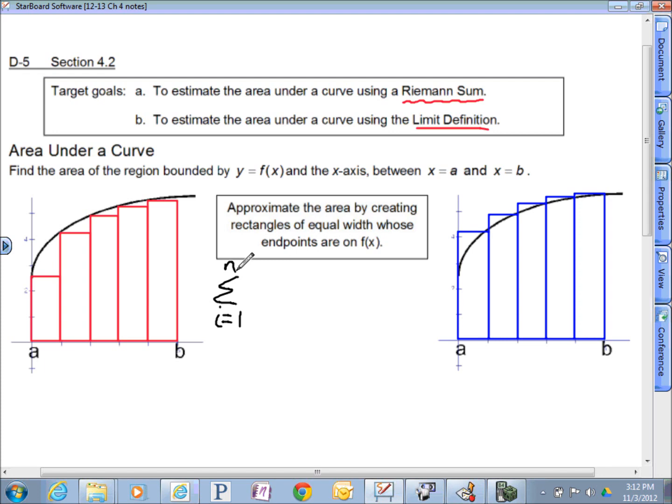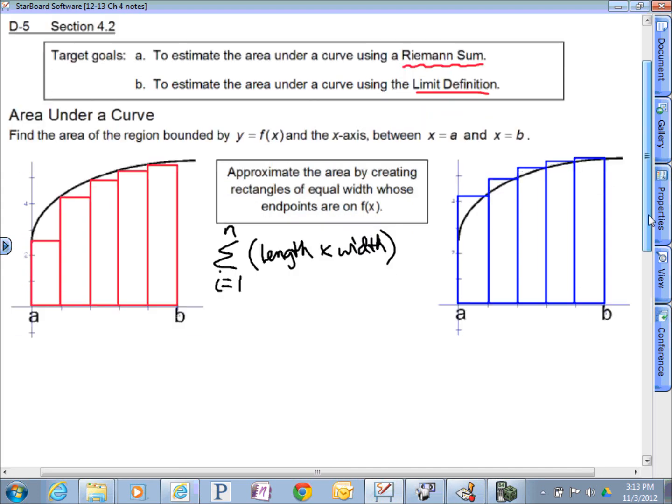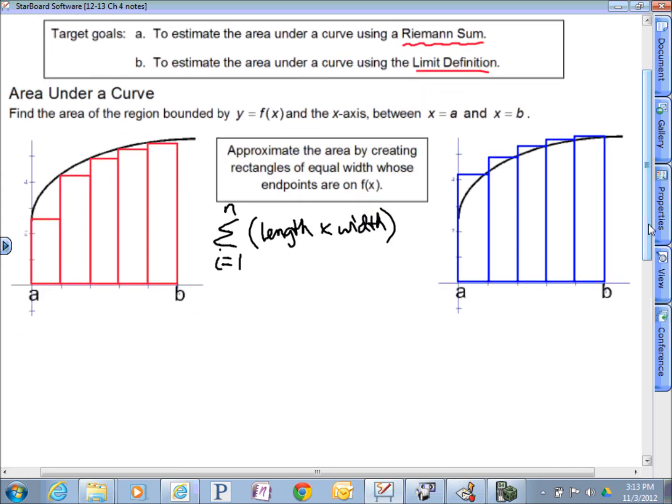And if I wanted to find the area of this rectangle, I would do the length times the width. I'd find the length and the width of each rectangle, and I'd add them together, and after summing all of that together, I'd have what I wanted. Well, how do I find the length and the width?